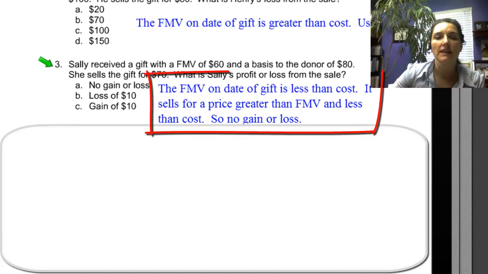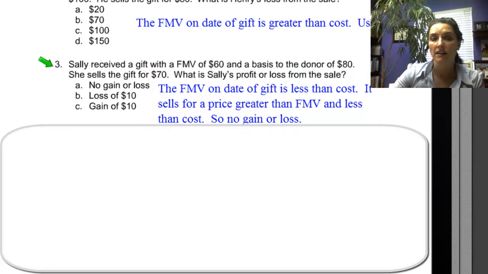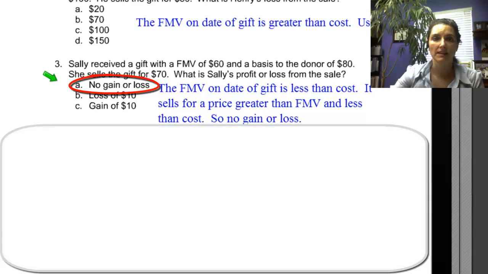Well, here we have a fair market value on the date of the gift that is less than the cost, but it sells for a price that is greater than the fair market value and less than the cost. So since it sells somewhere between the fair market value and the cost, and the fair market value on the date of the gift was less than the cost, then in this situation, no gain or loss is realized. And therefore, A is the correct answer.